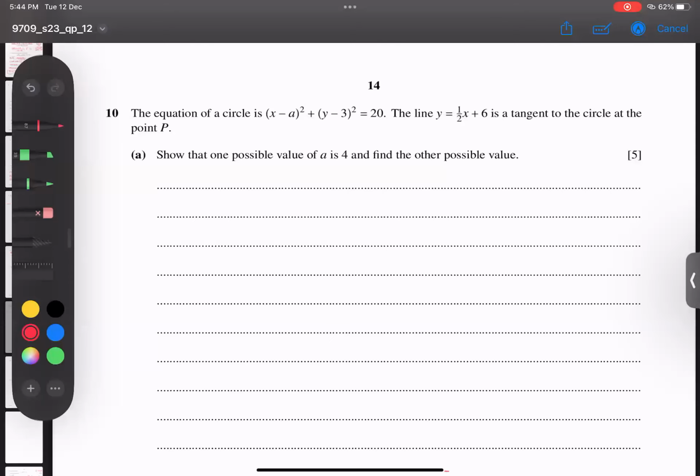Bismillahirrahmanirrahim. This is a question from June 2023, second variant, question number 10, as mentioned in the top left corner. First of all, let me read the question. The equation of a circle is mentioned here, and a line is mentioned here, which is a tangent to the circle at a point.